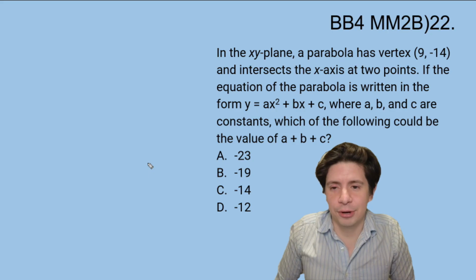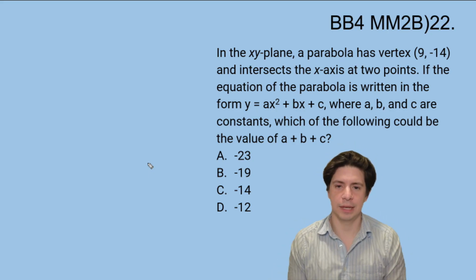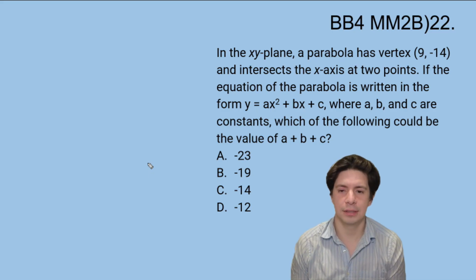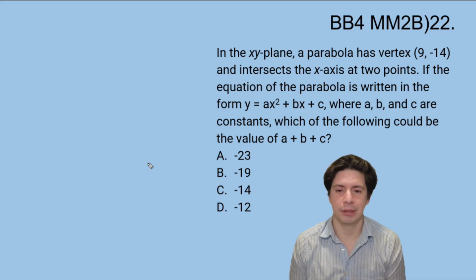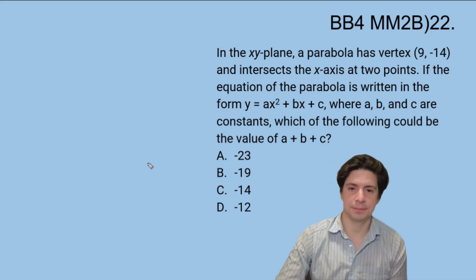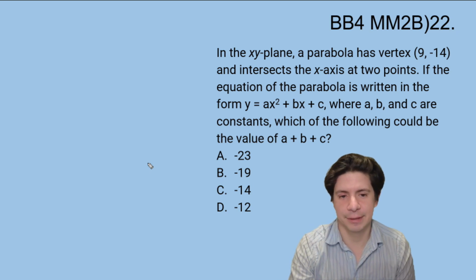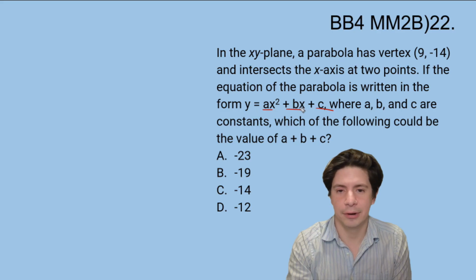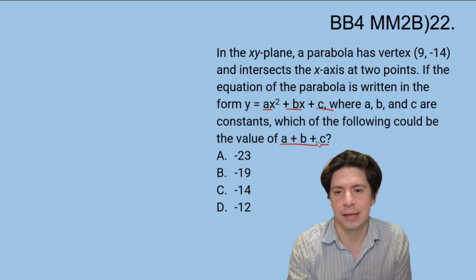If the equation of the parabola is written in the form y equals ax squared plus bx plus c, where a, b, and c are constants, which of the following could be the value of a plus b plus c? So they're not doing any weird tricks by making the letters be different than they usually are, right? This is the standard lettering for the formula, and we're just doing a plus b plus c.